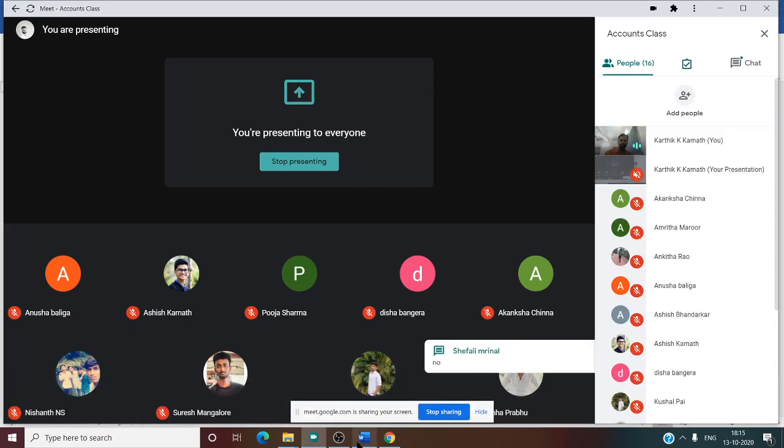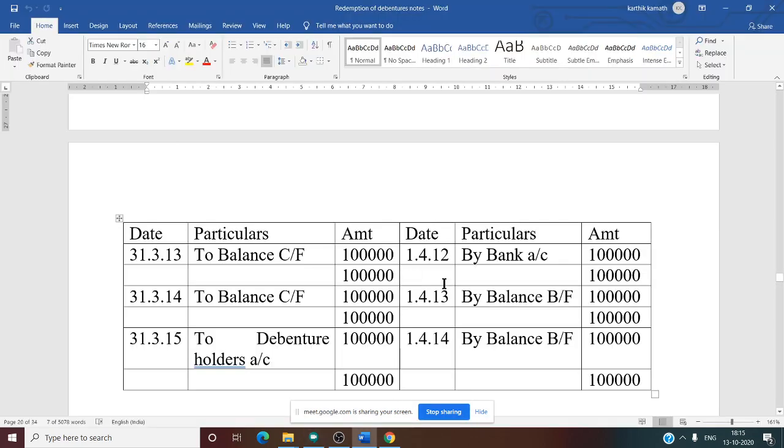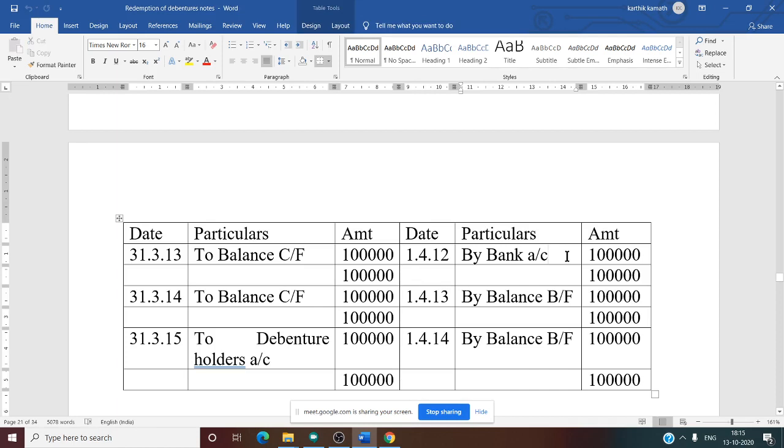So now we will move on to the ledger account. First thing we need to do is the 14% debenture account, in the books of Sunny Limited. Same procedure as in the previous problem. The issue date we know, that is 1/4/2012, and the debenture account is on the credit side. For the issue, bank to debenture account, by bank 1 lakh. Close that year, no other information. Then the balance is brought forward to the second year, by balance brought forward 1 lakh. Close that year, no information.